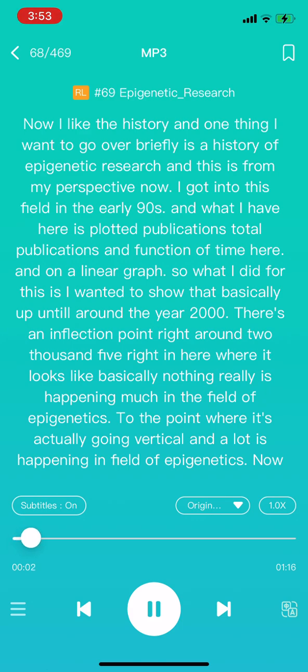Now, I like the history, and one thing I want to go over briefly is the history of epigenetic research, and this is from my perspective now. I got into this field in the early 90s, and what I have here is plotted publications, total publications, as a function of time, year, on a linear graph.